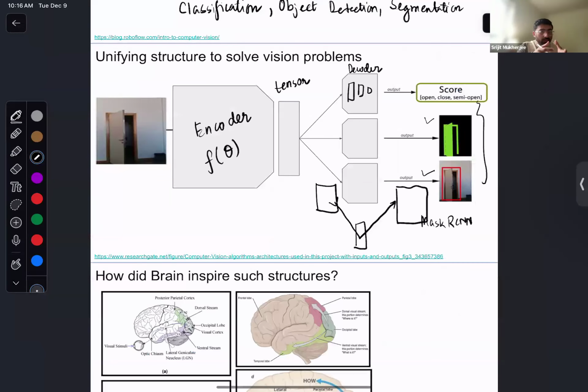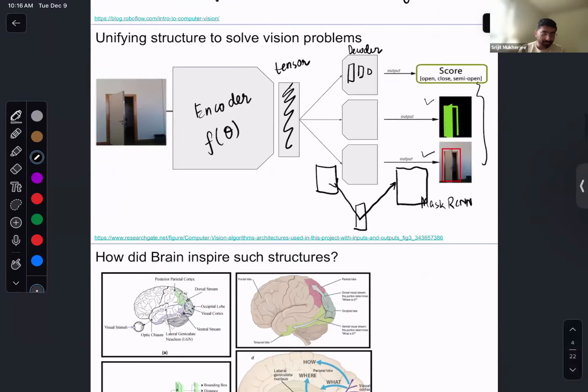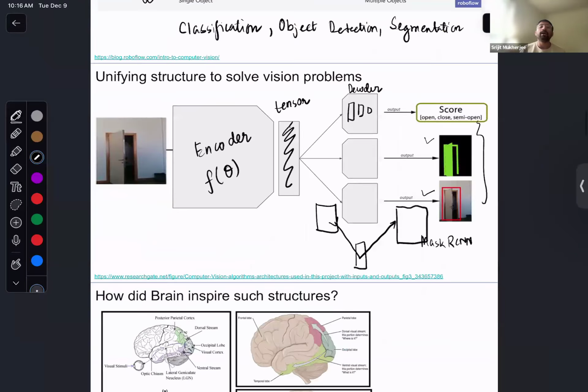So you're using this encoder to encode the specific tensors, and out of them you're building these other parts for separate tasks. Okay. So now I repeated this a few times. The reason is that this will come back. We will come back to this again.